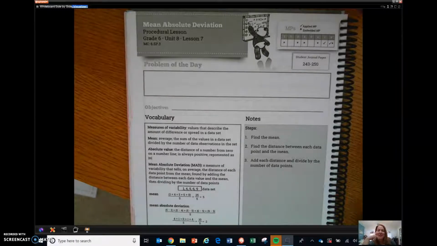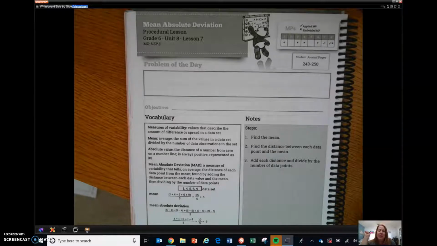Hey guys, today's lesson is Unit 8, Lesson 7. Yesterday we learned about mean absolute deviation, which sounds crazy. It's not as hard as it sounds. You're going to sound brilliant when you tell your parents, yes, I learned how to calculate the mean absolute deviation. We use the acronym MAD, M-A-D, to abbreviate that.